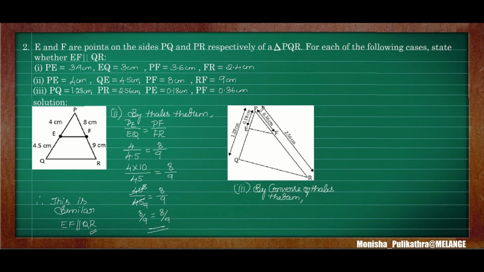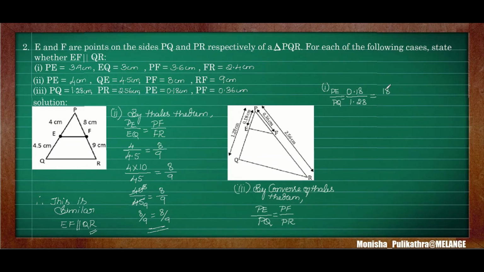Okay, so by converse of Thales theorem, PE by PQ is equal to PF by PR. The value of PE is 0.18, so 0.18 divided by PQ is 1.28. So this is the value for PE by PQ.